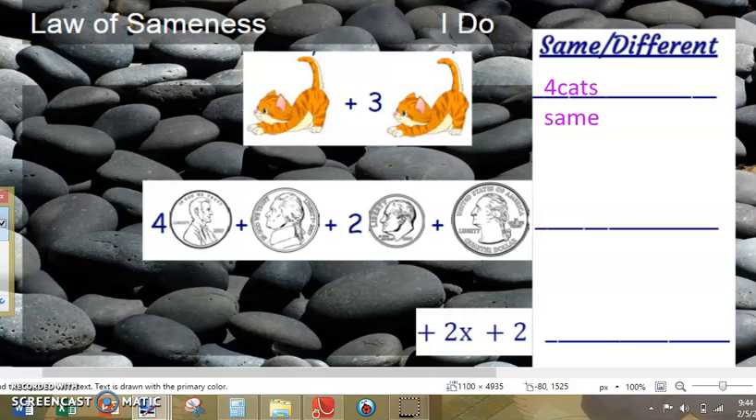Law of sameness. We have 4 cats here. They're the same. 1 cat plus 3 cats is 4 cats.